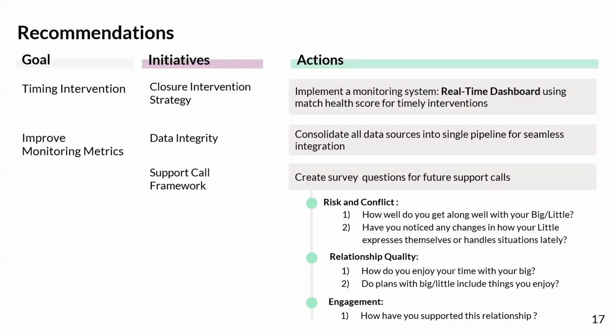Additionally, we have added targeted survey questions to support calls that collect both scaled ratings and short descriptions. For example, asking, "Have you noticed any changes in how your little handles situations? Help us detect early signs of conflict or disengagement." These responses flow directly into our pipeline, improving features like conflict language detection and closure risk scoring, giving Big Brothers Big Sisters timely, actionable insights to support stronger matches.